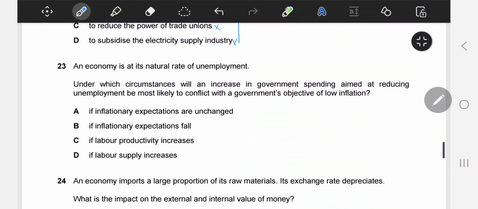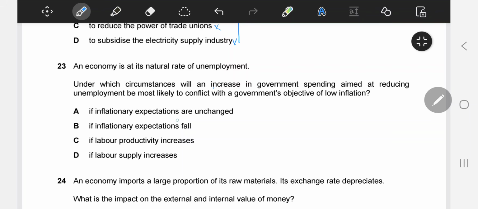Let's try 23. An economy is at its natural rate of unemployment. Under which circumstances will an increase in government spending aimed at reducing unemployment be most likely to conflict with the government's objective for low inflation? So the government wants low inflation, and it's going to be increasing spending. So the government is increasing spending. So let's look at the answers.